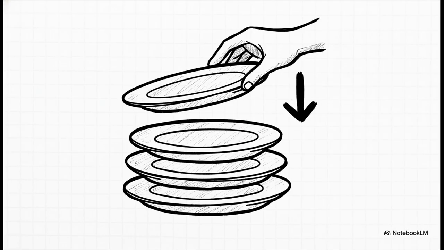All right, let's circle back to our undo button mystery. The secret to it is a structure called a stack. And the best way to think about it is like a stack of plates. You can only add a new plate to the top of the stack, and you can only take a plate from the top.